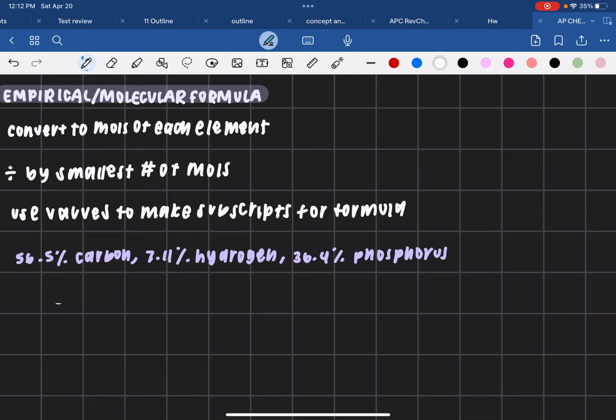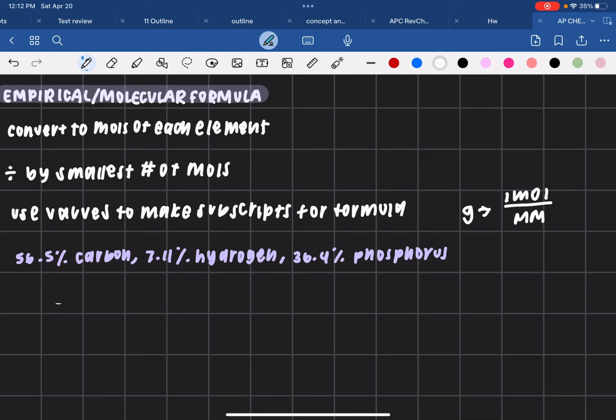The quick outline of how we're going to do this is we're going to convert to moles of each element in the compound. We're going to divide by the smallest number of moles and then use those values to make subscripts for the formula. Quick reminder that to convert to moles, we're going to have to go from grams to 1 mole over the molar mass, which is again in grams.